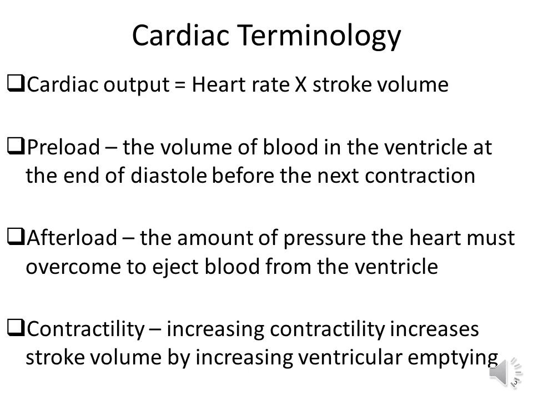So we can use another term for afterload. You can replace that with systemic vascular resistance. So the amount of resistance the vessels cause to get blood into the system, or pulmonary vascular resistance, meaning the amount of pressure that the right ventricle has to overcome in order to get blood out of the right ventricle into the pulmonary beds.